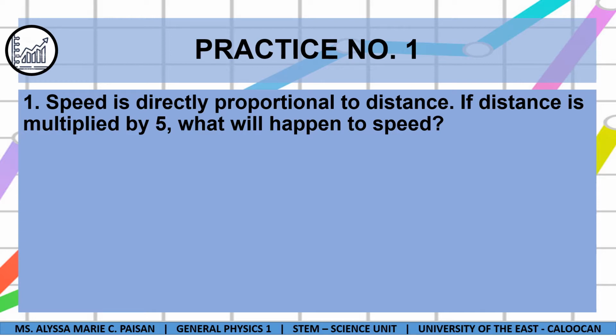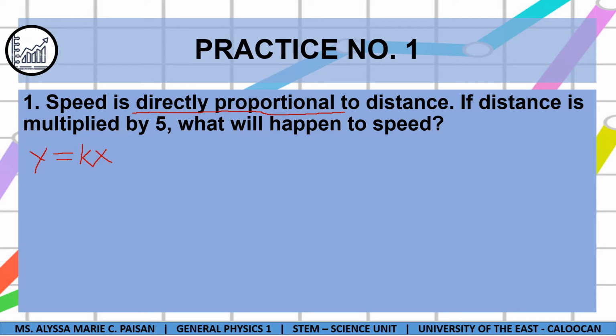Okay? So it says here, speed is directly proportional to distance. If distance is multiplied by 5, what will happen to speed? So the first thing that you should highlight here is the relationship. It says here direct proportion. And remember, when we say direct proportion, the equation actually looks like this. Y is equal to k and then x.